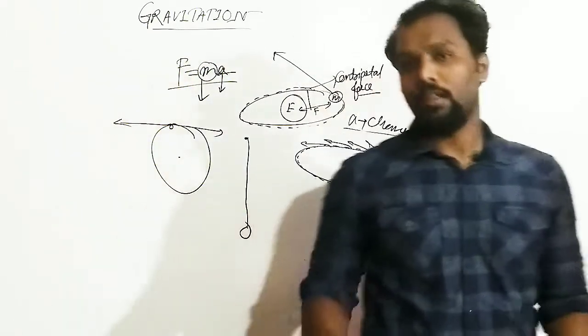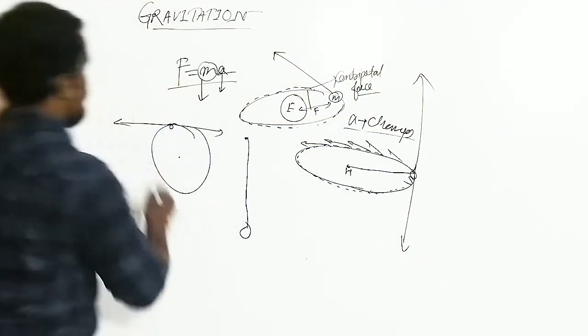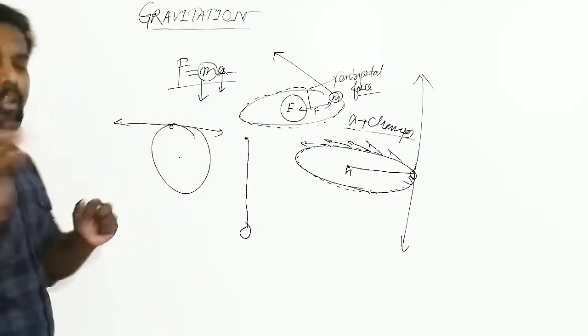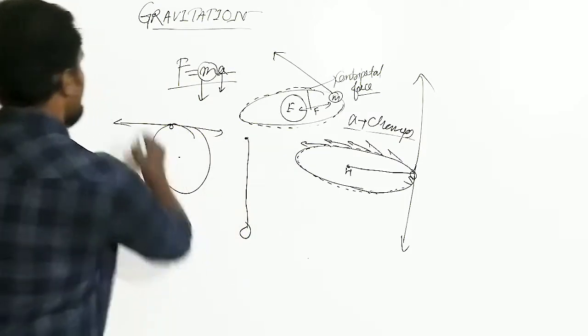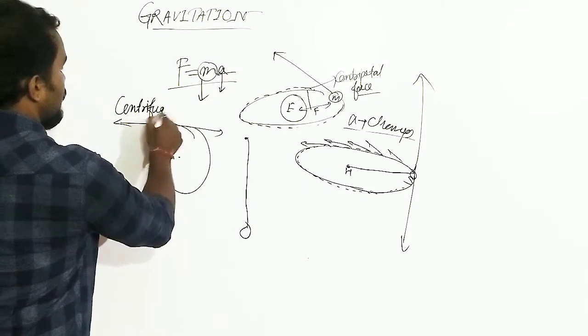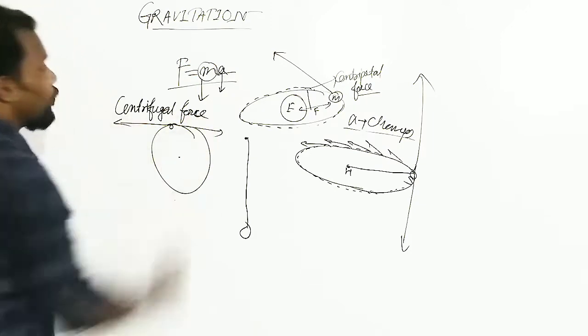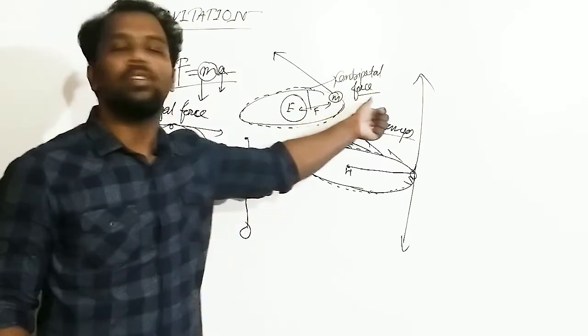But if somehow that attractive force between earth and moon disappears, what extra force is going to come into play? That extra force is known as, what? That is not mentioned in your NCERT book, but you should know it. That force is nothing but centrifugal force.